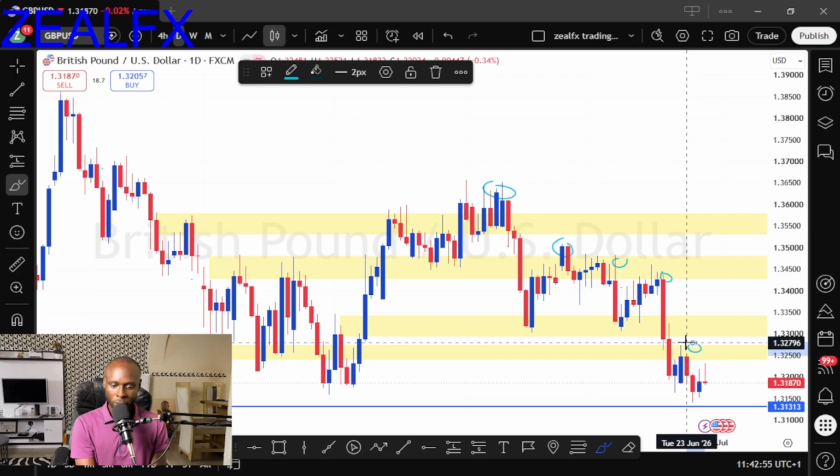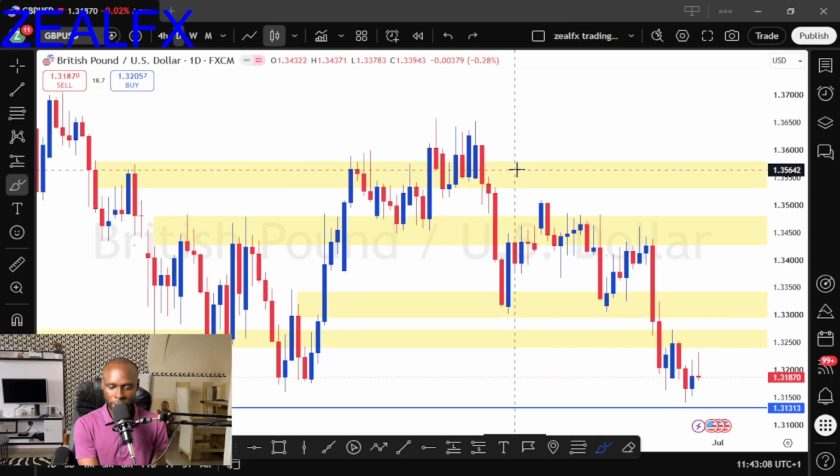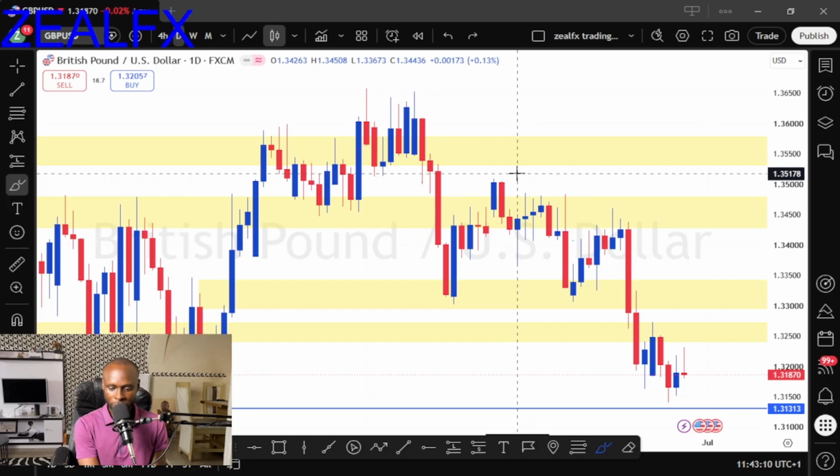But we can't just jump into the market because we have a bearish trend for the Pounds USD. We also want to pick out the area of interest where we are supposed to sell the Pounds USD from. So let's look at the area to sell the Pounds USD from on the daily time frame.